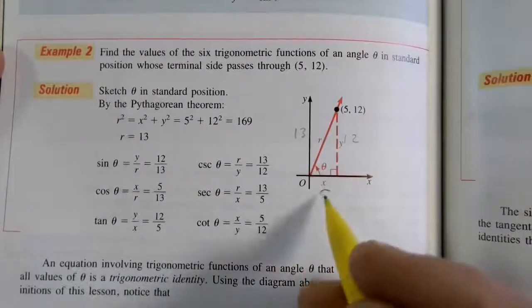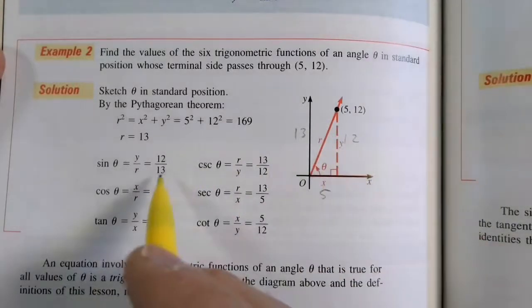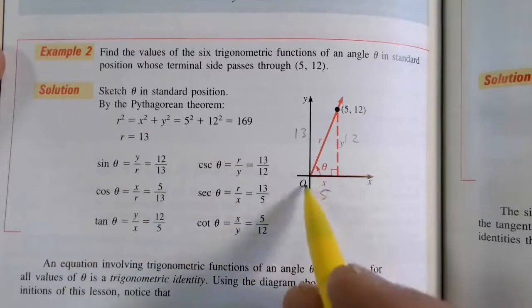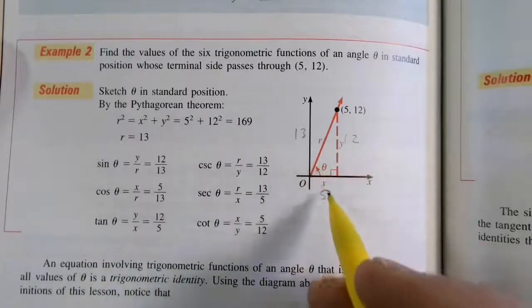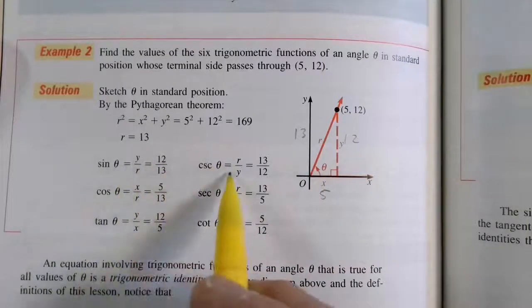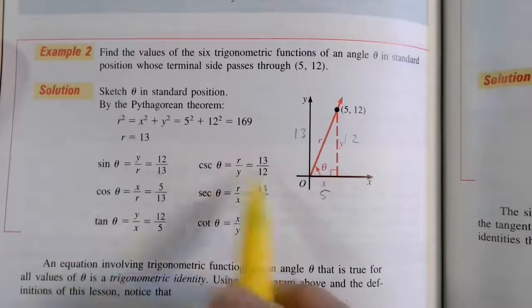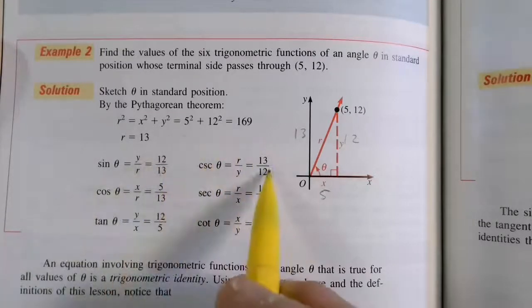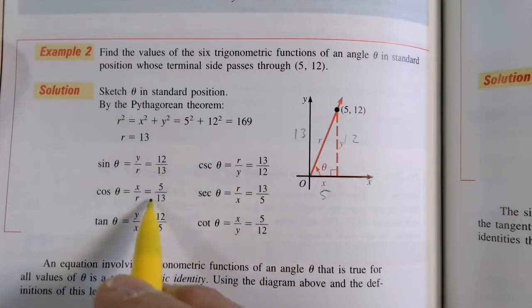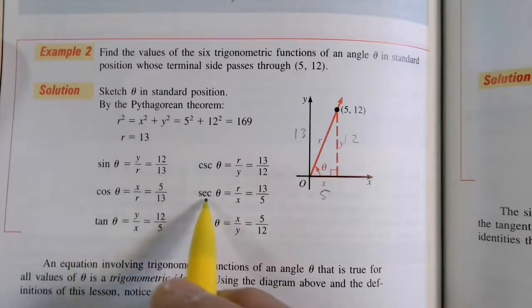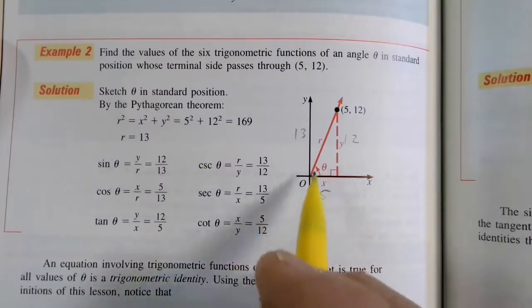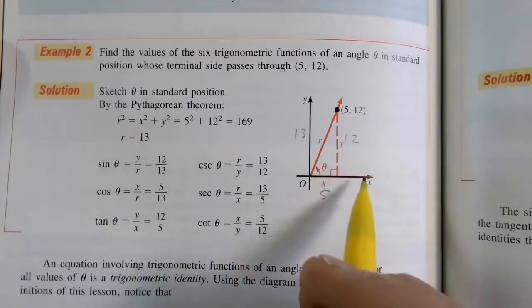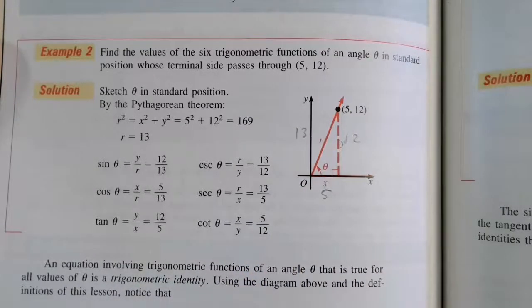Okay, so what would the sine be? Opposite over hypotenuse, 12/13. The cosine would be adjacent over hypotenuse, 5/13. The tangent is opposite over adjacent, 12/5. Now the cosecant is simply the reciprocal of the sine, so 12/13, flip it to 13/12. The cosine is flipped to give you the secant, so 5/13 turns into 13/5 for the secant. The tangent is flipped to give you the cotangent, so 12/5 becomes 5/12. We found all 6 trigonometric functions of this angle theta in standard position with the terminal side passing through (5, 12).